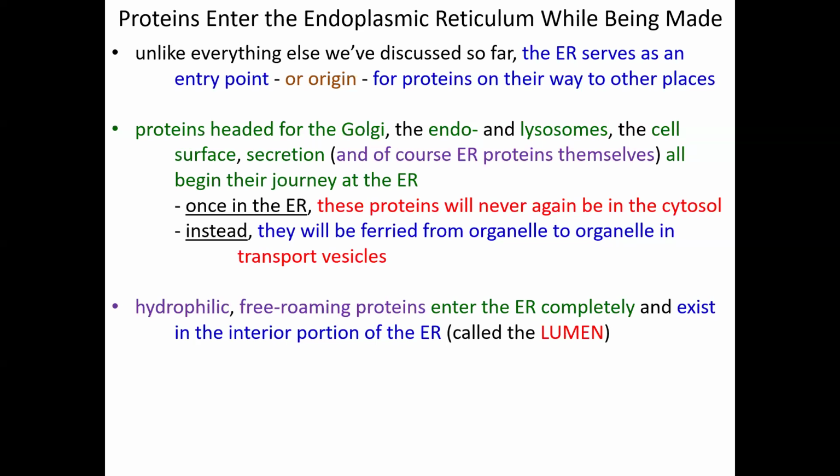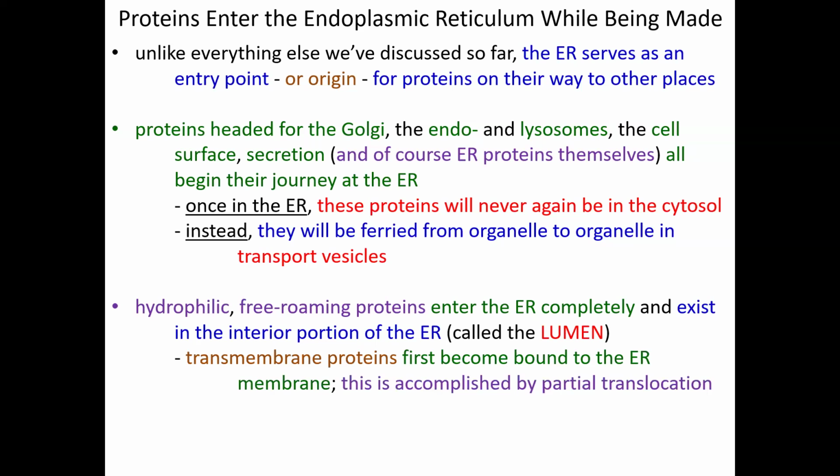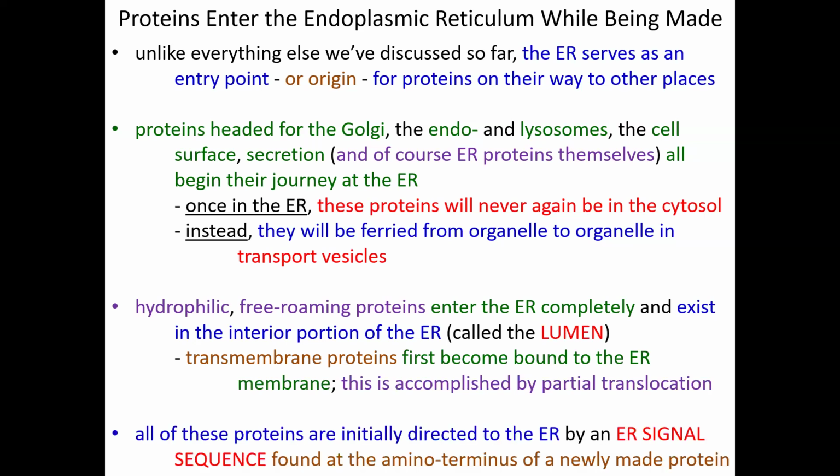Hydrophilic, free-roaming proteins can enter the ER lumen completely, fold in the ER lumen, and exist in the ER lumen, but transmembrane proteins are also made in the ER, and they will first become bound to the ER membrane, and then that membrane will be made into a vesicle and shipped to other organelles or the cell membrane, where those membrane proteins will continue to be membrane bound. So for membrane-bound proteins, these proteins are born into the ER membrane, and then they never leave the membrane. They just stay in the membrane, and they're shipped as vesicle membranes from place to place.